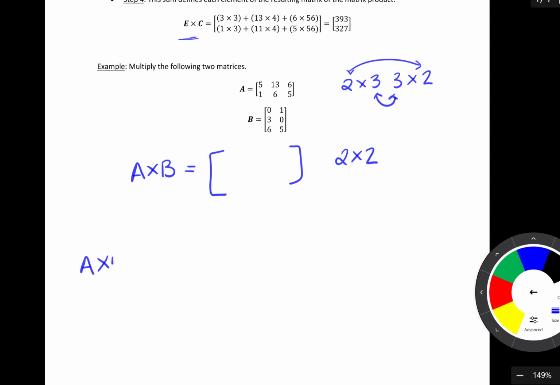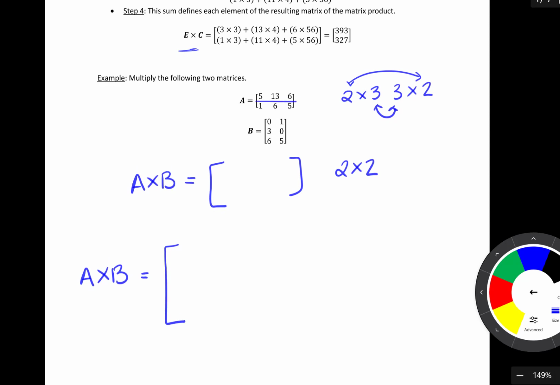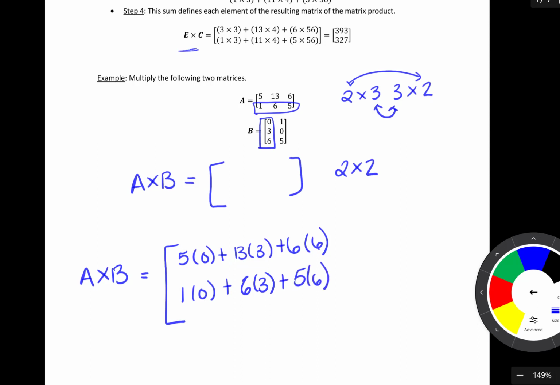So looking at A times B, the first thing we're going to do is take the first row of A times the first column of B. So the first values we are going to have are 5 times 0 plus 13 times 3 plus 6 times 6. And that's going to end up giving us our first element of our new matrix. Next, we're going to take the first column of B times the second row of A. So here we're going to have 1 times 0 plus 6 times 3 plus 5 times 6.